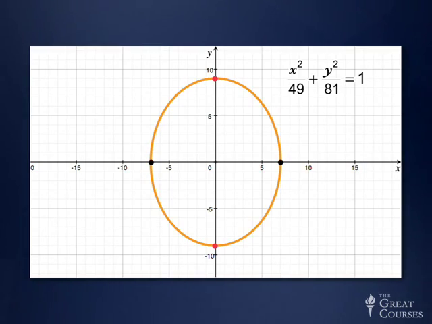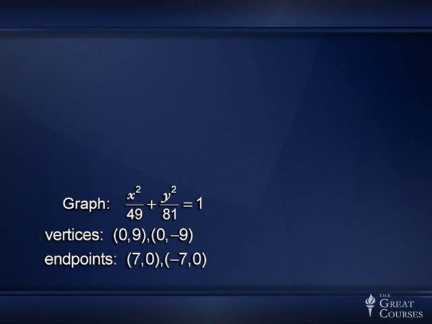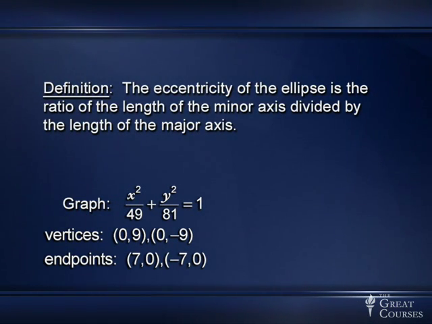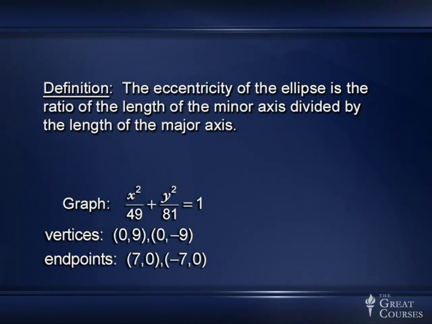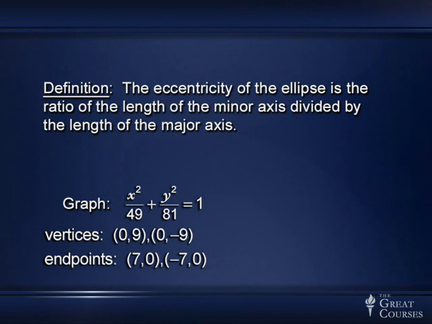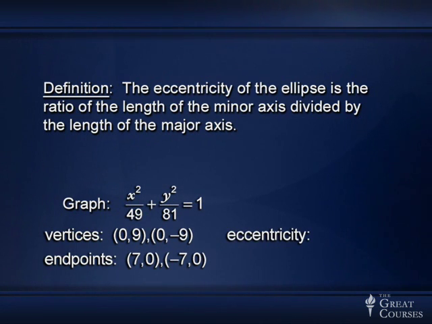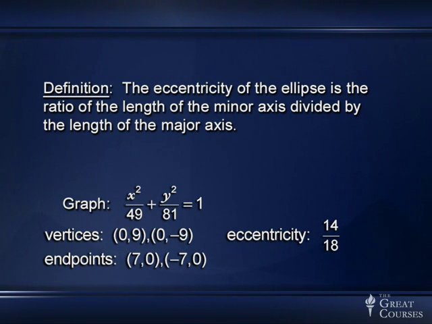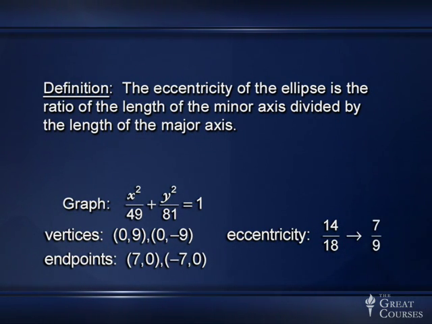Now, before I move to the next example, we should talk about one more term that's related to an ellipse, and it's a very important one because it tells us something about the shape of the ellipse. So let me give you that piece of terminology here. It's called the eccentricity of an ellipse, and it's just defined to be the ratio of the length of the minor axis divided by the length of the major axis. So in the example we just did, the eccentricity would be 14 divided by 18, which of course is the same as 7 divided by 9.